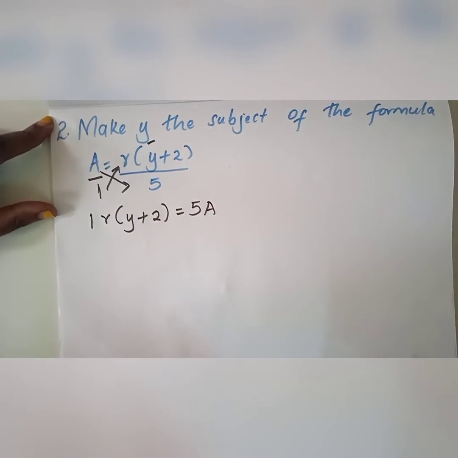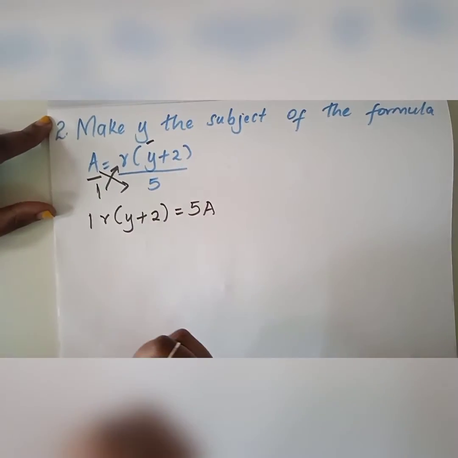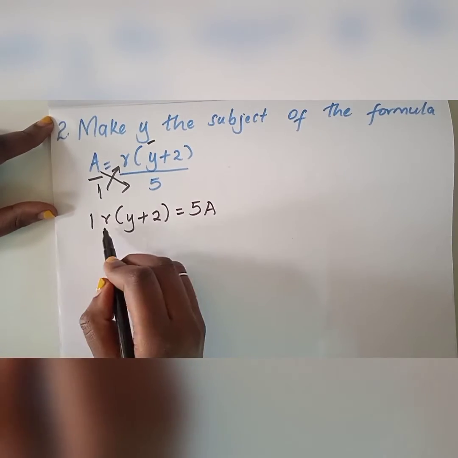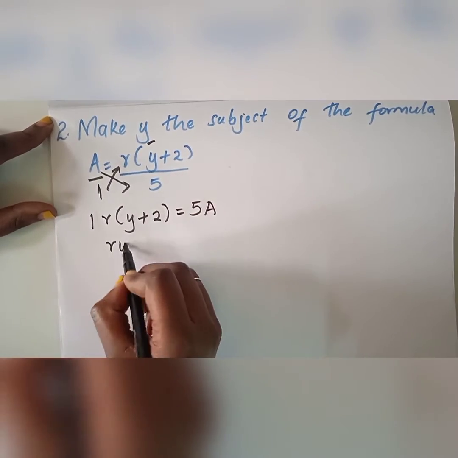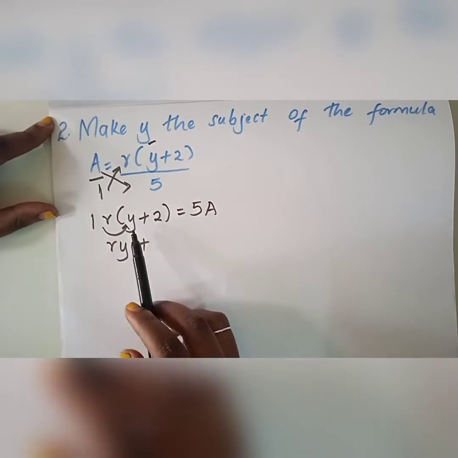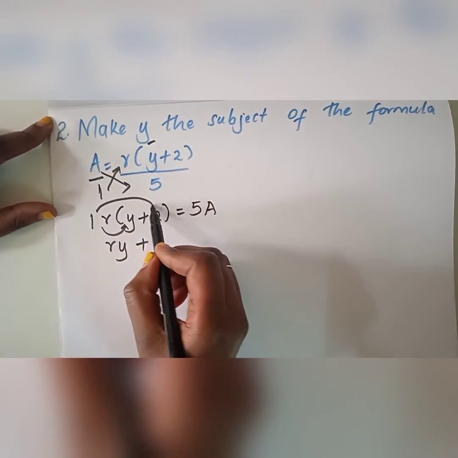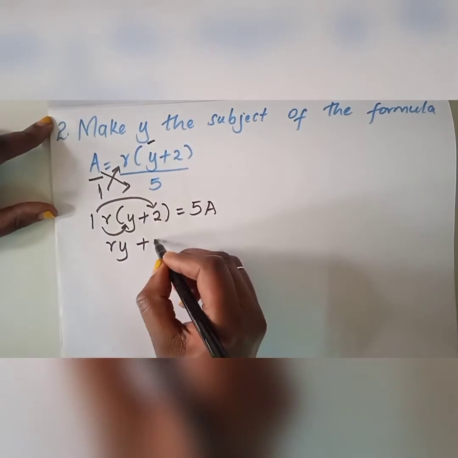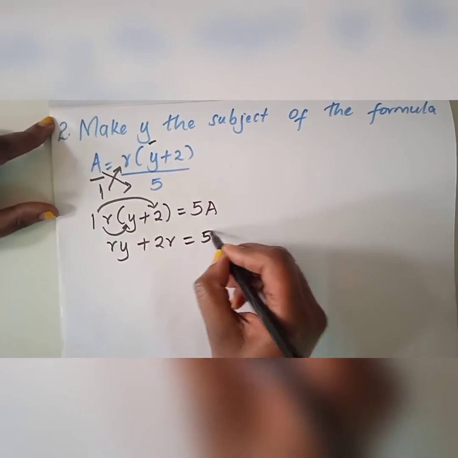Okay, now we open the bracket so that we can remove y outside. So we have 1r times y, that will be ry plus, again we do 1r times 2. That will be 2r equals to 5a.